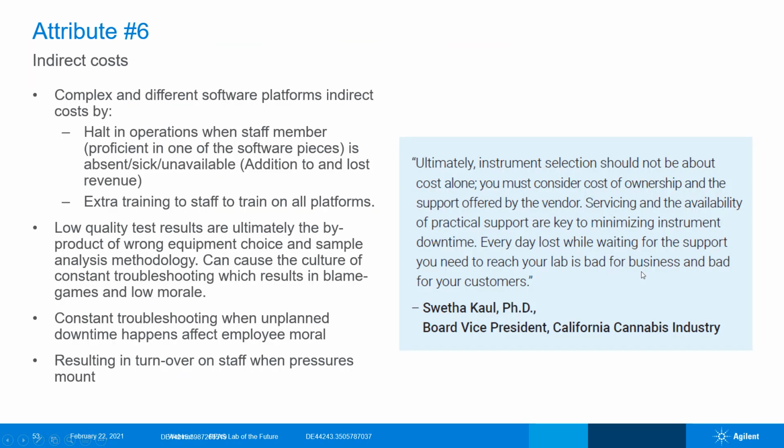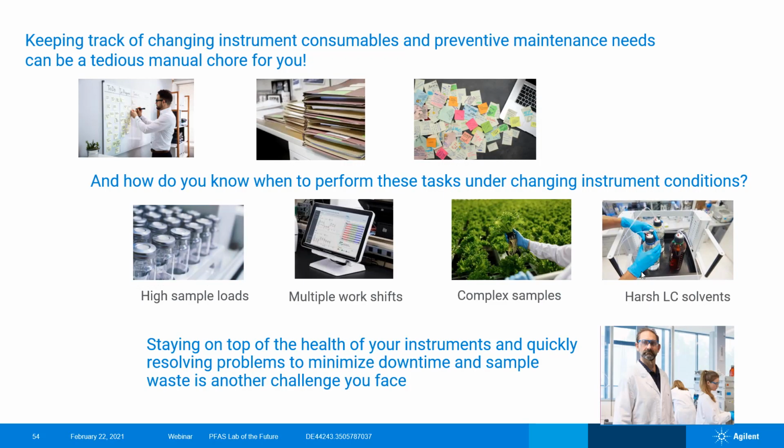Now finally, the other thing to consider is always indirect costs, like I mentioned, right? Having simple software that is easy to train and also cross-train your different users on. If they can use the same software on LCMS and GCMS and ICP-MS, that's critical as well. But it's also important to keep track of everything in the workflow, not just the instrument, right? And this is where keeping track of the changing instrument consumables and preventative maintenance becomes critical. And Agilent has tools like the Agilent Smart Alert to do this for you.